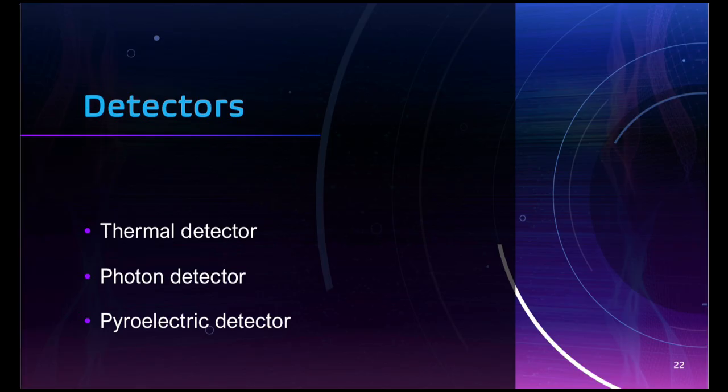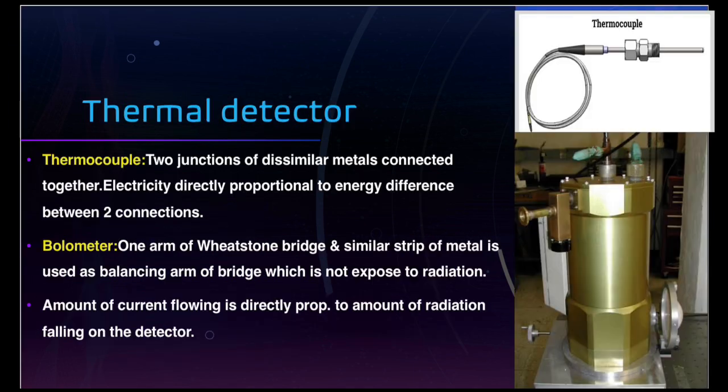Detectors: thermal detector, photon detector, pyroelectric detector. Thermal detector: one is the thermocouple, two junctions of dissimilar metals connected together. The electricity is directly proportional to the energy difference between the two connections. Bolometer: one arm of a Wheatstone bridge, or a similar strip of metal, is used as a balancing arm of the bridge which is not exposed to radiation.